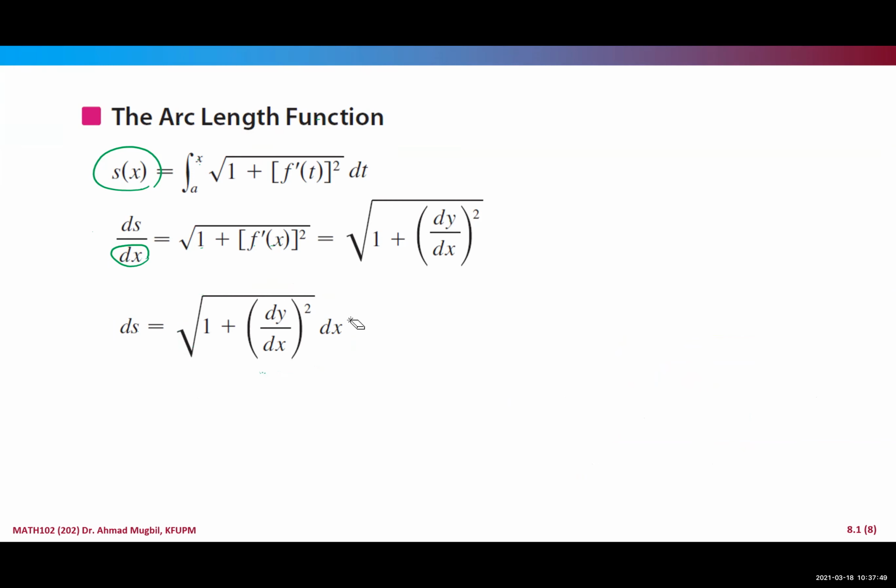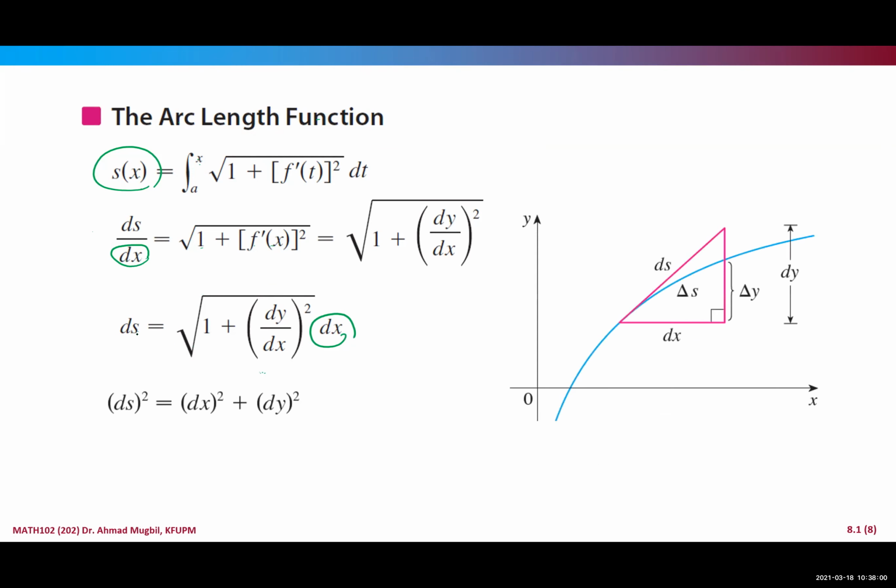Now, look what we can do here. We can go from integrating with respect to x to integrating with respect to y. How? Just square both sides here. If you square both sides, you will have ds all squared equals 1 plus dy/dx all squared, multiplied by dx squared. Then you can distribute. This will be dx all squared, which cancels with this, and you will have dy all squared.